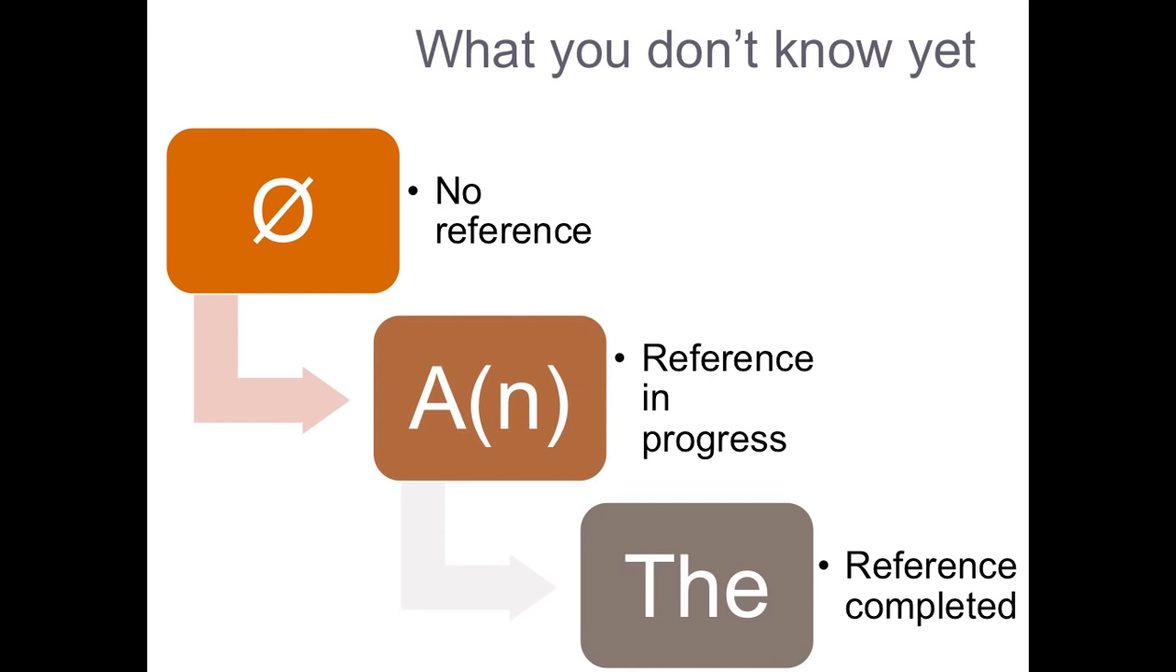You use a or an for singular count nouns, obviously, when the reference building is in progress. What does it mean? Again, we'll see that later. There is some link being made between the word and its referent, but it's not complete yet. Finally, you use the when the reference is built, when reference building is complete, when the word reference bond is forged.